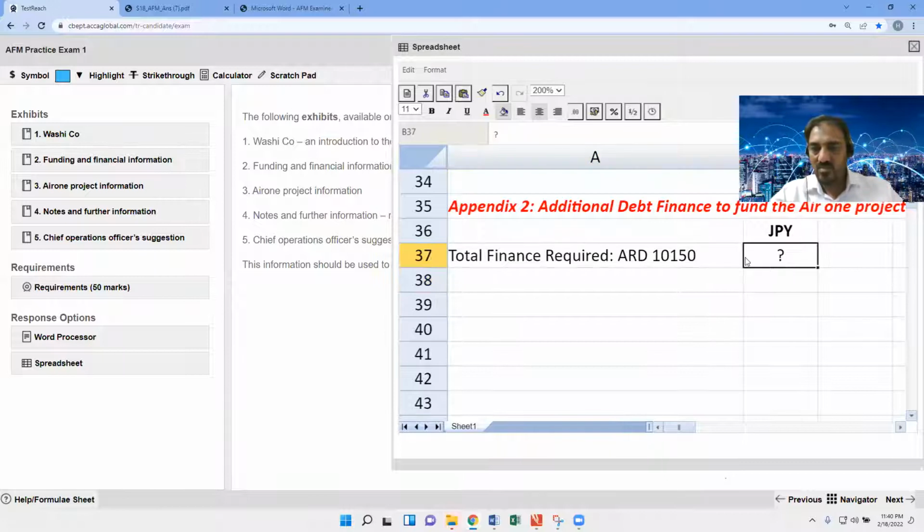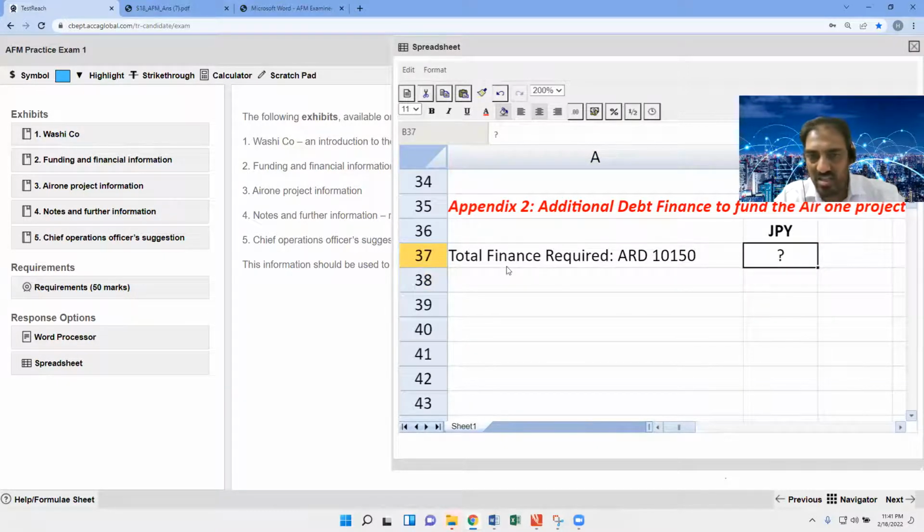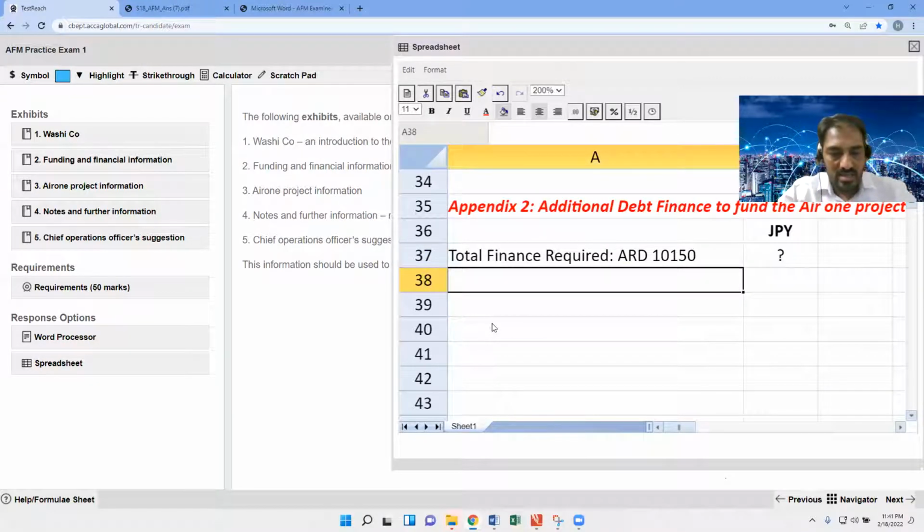Like this: okay, total finance required is not available in Japanese yen, but in ARD. So we have to find out the Japanese yen figure. Then the amount we will arrange from the hedging: sale of subsidy, hedge by future.